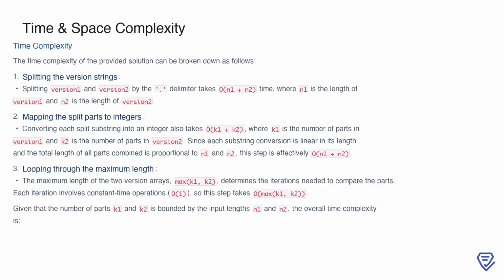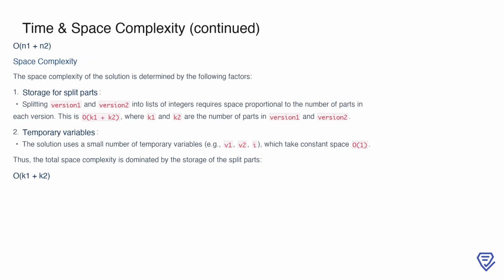of O(n1 + n2). The space complexity of the solution is primarily determined by the storage required for the split parts of each version string. Splitting version 1 and version 2 into arrays of integers requires space proportional to the number of parts in each version, which is O(k1 + k2). Here, k1 is the number of parts in version 1, and k2 is the number of parts in version 2.